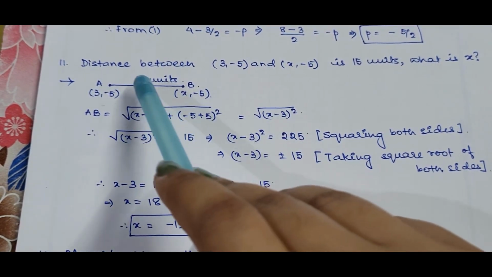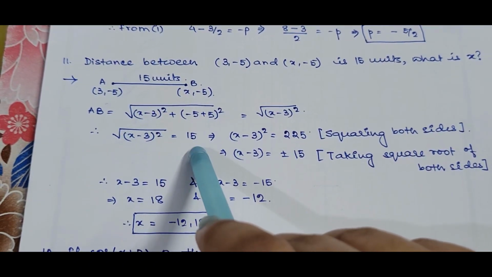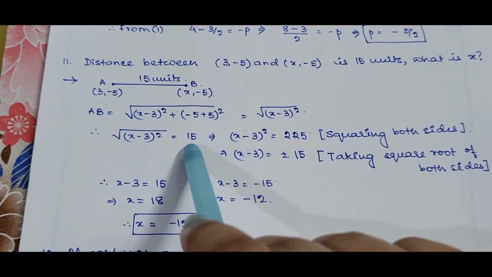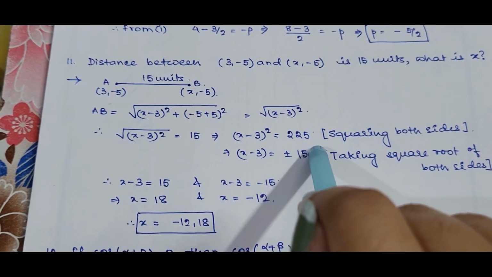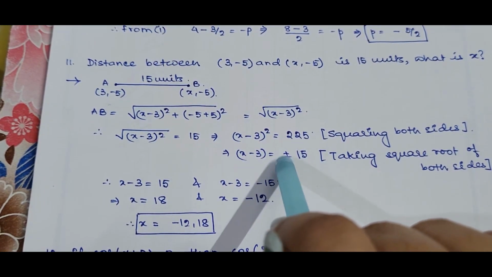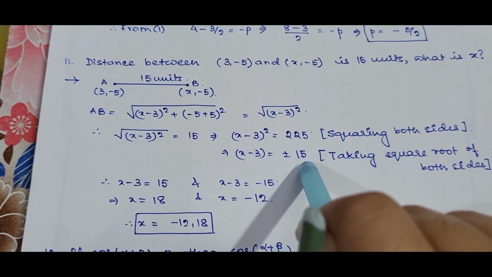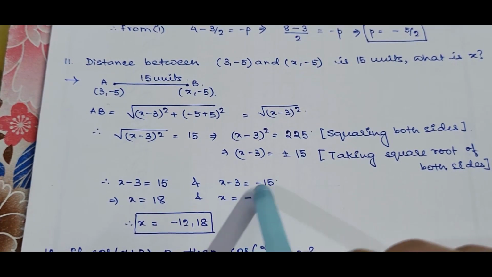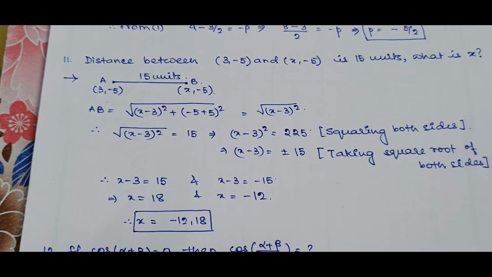Now this AB is also 15 units. So root over of (x minus 3) whole square is equal to 15. Now squaring both sides, the root vanishes, and we are left with 15 square on the right. So (x minus 3) whole square is equal to 225. Now again we are taking a square root. So x minus 3 is equal to plus minus 15. So either x minus 3 is equal to plus 15 or x minus 3 is equal to minus 15. Now solving the values of x, we get it as minus 12 and 18.